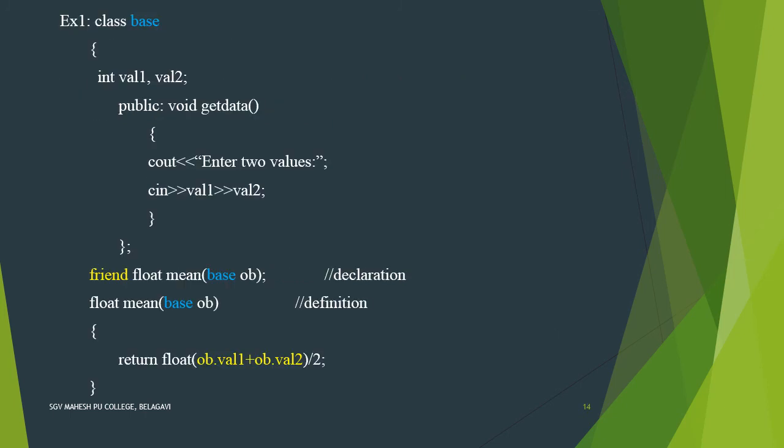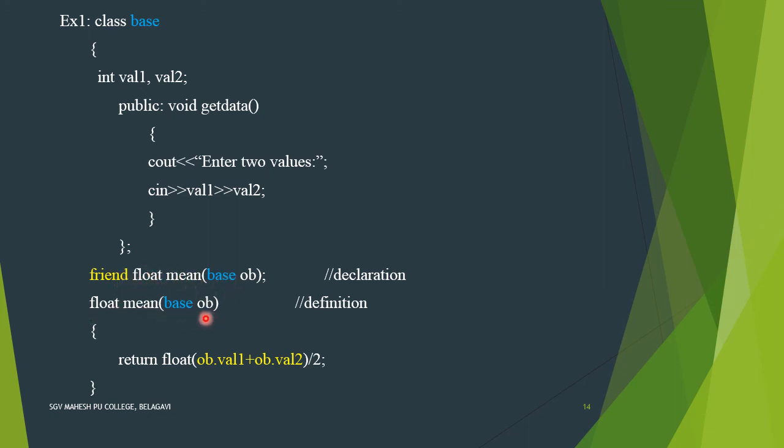Now this is an example. I have created a class base. I have two values, value1 and value2. I have created a getData function where you accept two values from the user, value1 and value2. This is your class, the name of the class is base. What is this? This is the declaration of the friend function. Friend is a keyword, float is the return type of the function mean, and base is a class, and OB is an object of the base class. Now this becomes your declaration.